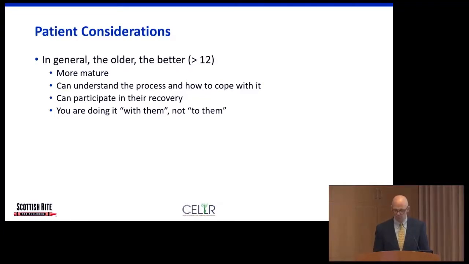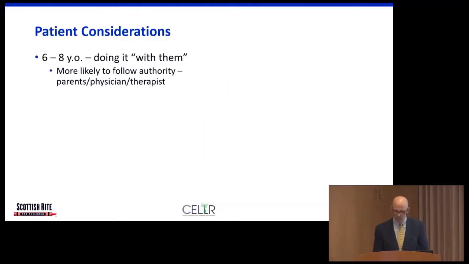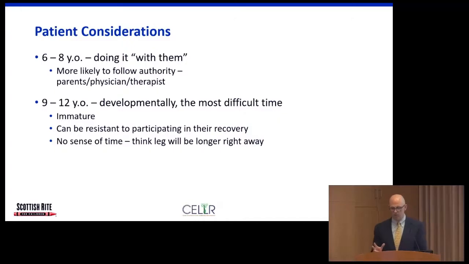Again, less than 5, you're doing it to them. 6 to 8 years of age, you're doing it with them. And at 6 to 8, psychologically, they're more likely to follow authority and follow the exercise program and work with their physician and their therapists. It's the 9 to 12-year-old that is the most developmentally difficult time, because they start to be resistant and stubborn and can't follow directions. And if you have your own children at that age, you realize that, yes, I couldn't fathom doing a major surgery to them where for 6 months they're going to be dealing with a stressful condition.